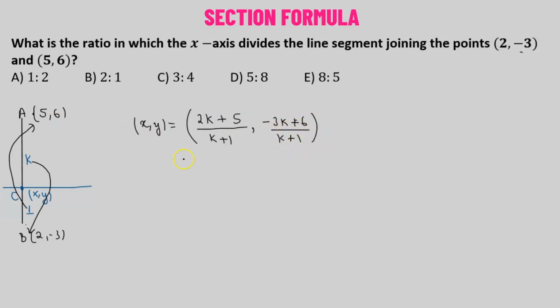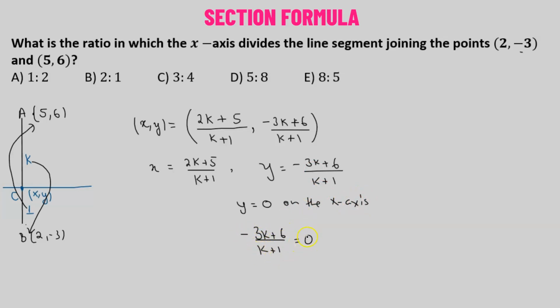Fine. Now let's equate both of them. So we have x equals (2k plus 5) divided by (k plus 1), and then we have y equals (-3k plus 6) divided by (k plus 1). Now, however, our goal will be to determine the value of k. We know that since the point is on the x-axis, y will be 0. That's evident. So that means we can equate (-3k plus 6) over (k plus 1) to 0, which means that we have -3k plus 6 equals 0, which gives us the value k equals 2.